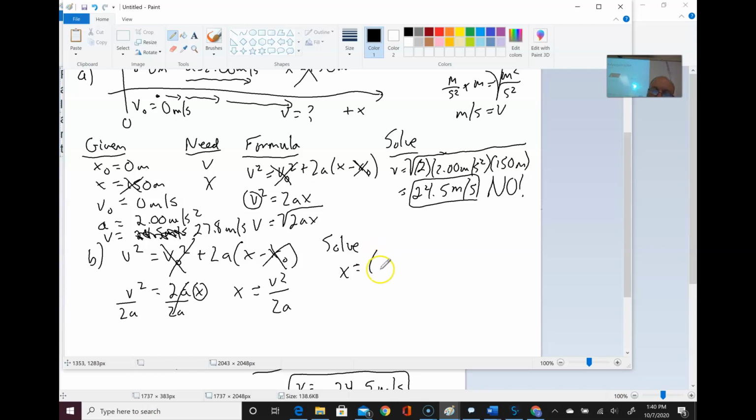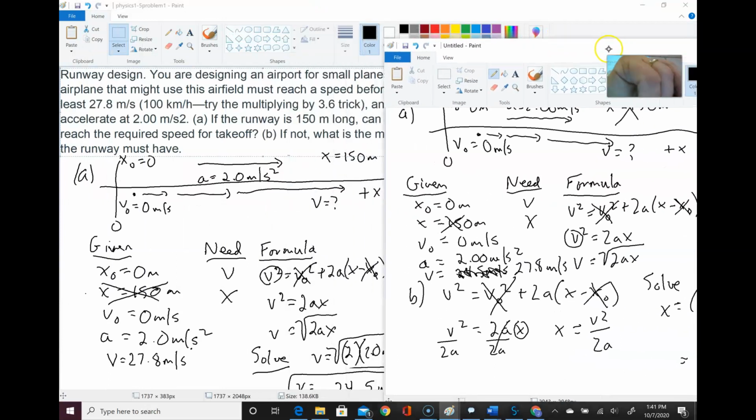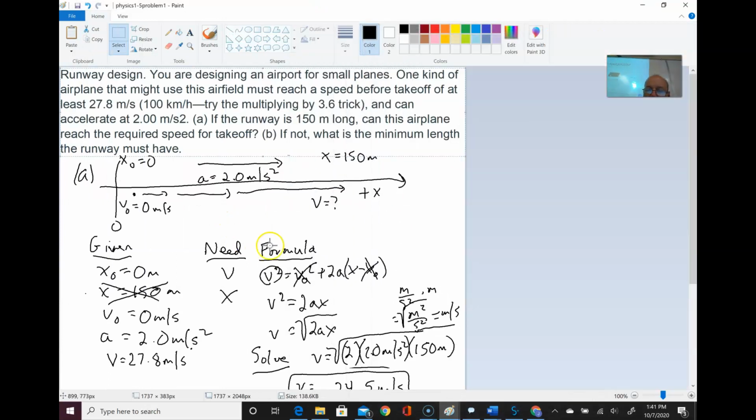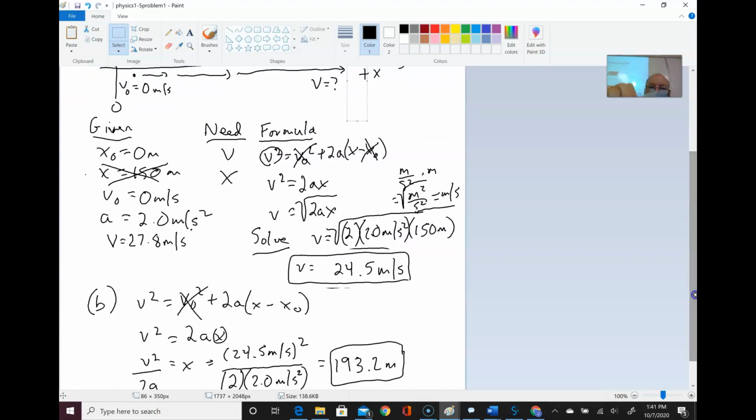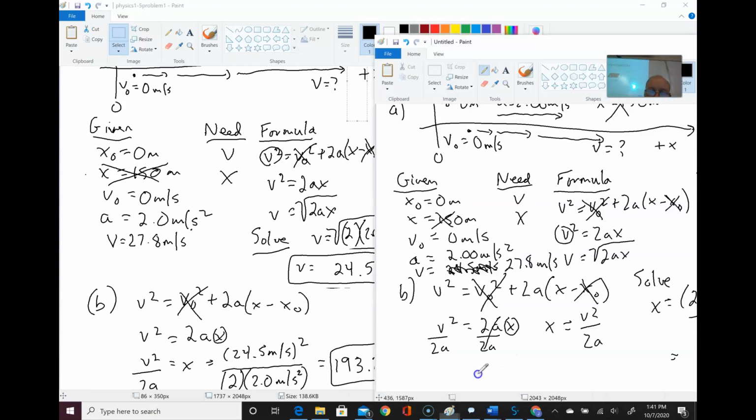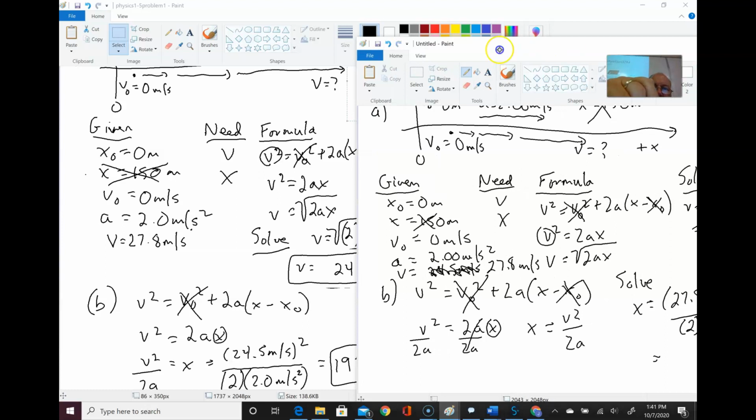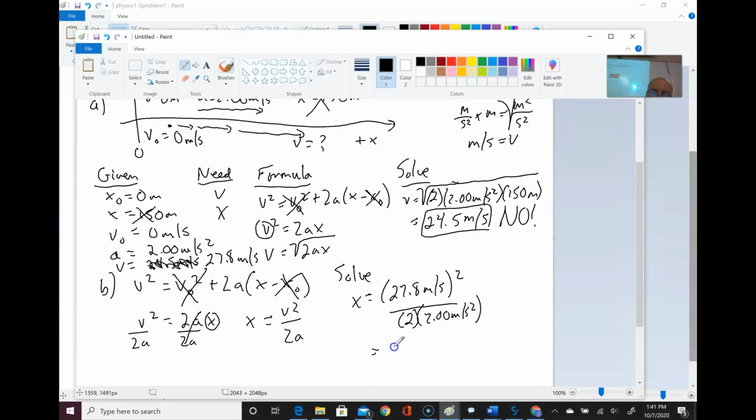x equals, my velocity squared is 27.8 meters per second, over 2 times 2.00 meters per second squared, and that's going to equal, let me see here, 193.2. Had to go find out what it was. It's going to equal 193.2 meters.